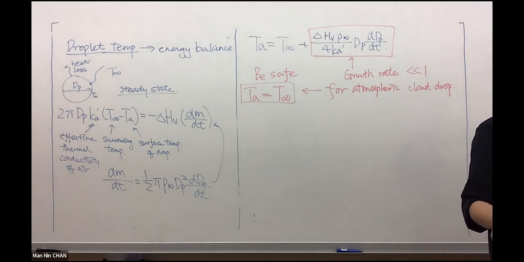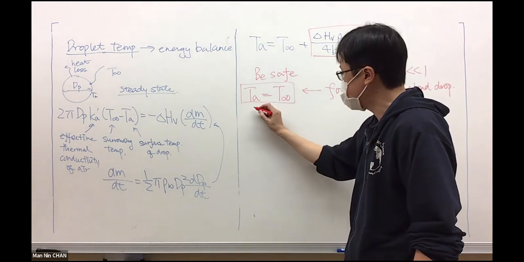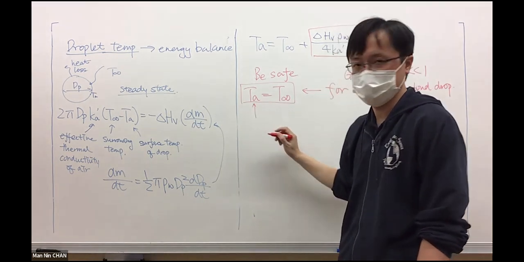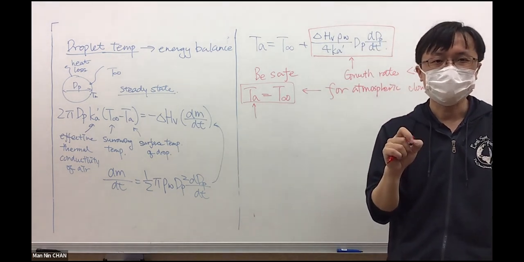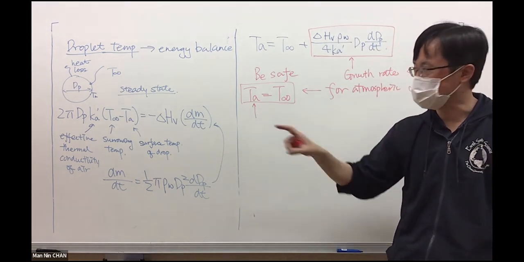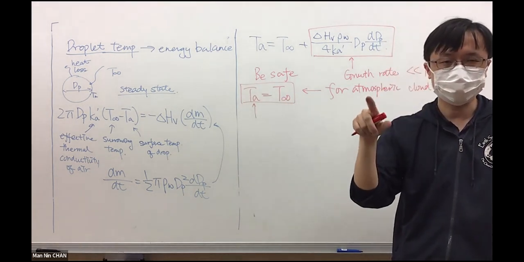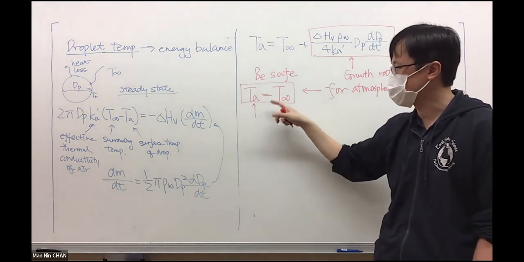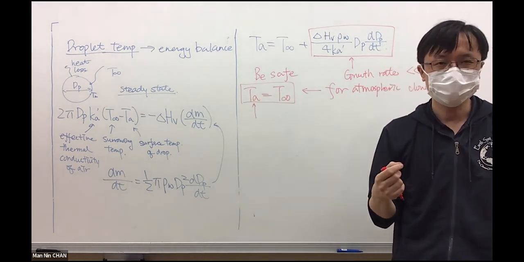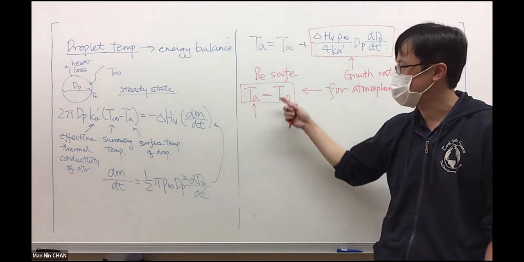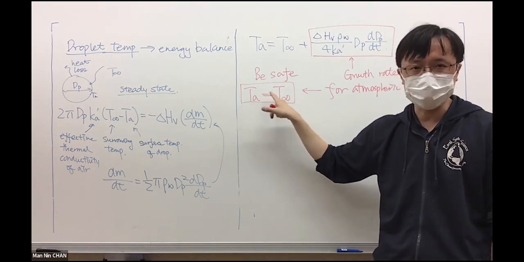And there's another reason: measuring the droplet temperature at the surface is very challenging. It's very difficult to measure the surface temperature of a droplet. So most of the time you need to do some model simulation or calculation. And here I just want to show you that under typical conditions, it's safe to make this assumption.